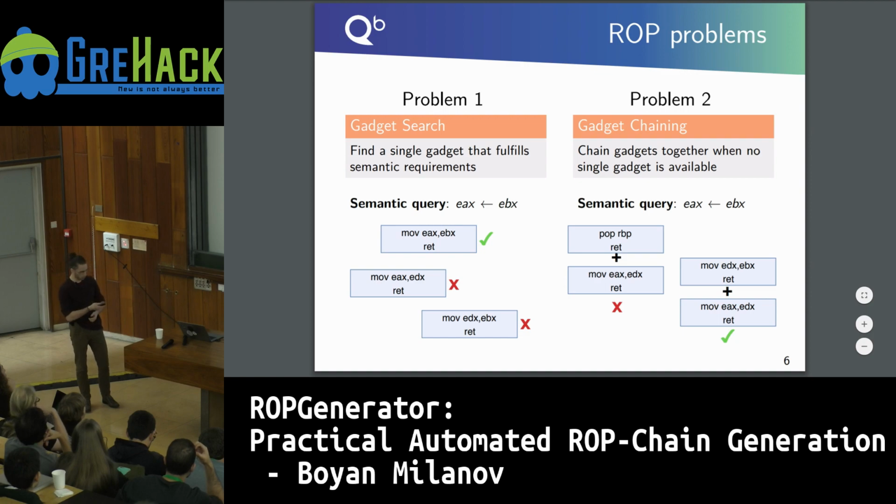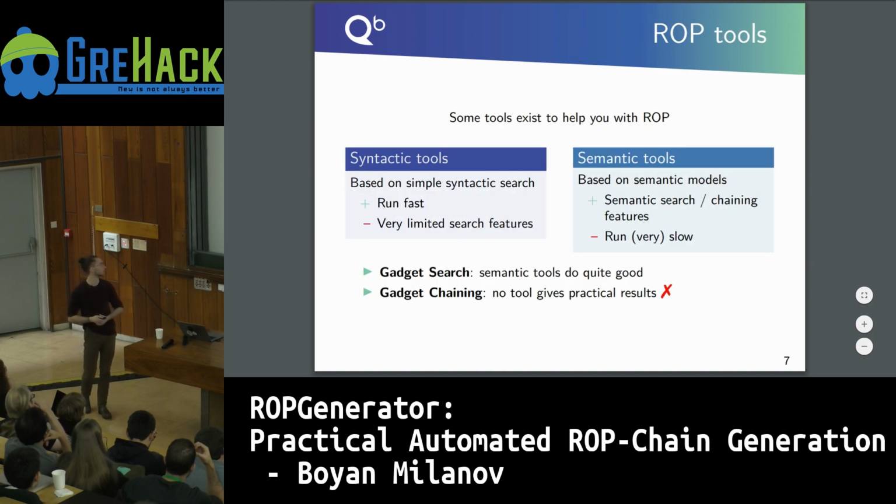To solve those problems, there are already some tools that exist. You have syntactic tools. Basically, they list all the gadgets that you have in a binary, and then you can make syntactic queries to find gadgets that you think are interesting. They're very fast, but they're also not so powerful, because it's difficult to find good gadgets. Then you have semantic tools. They not only list gadgets, but they also analyze their semantics to understand what they do. And then you can provide them with a semantic query, just tell them what you want to do, and they will find the right gadgets.